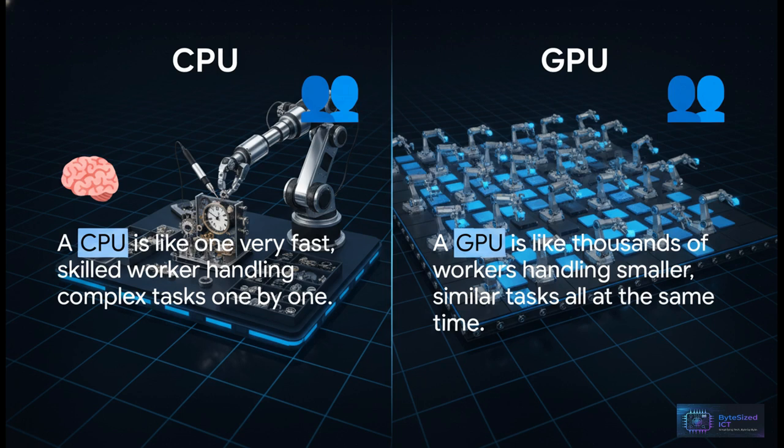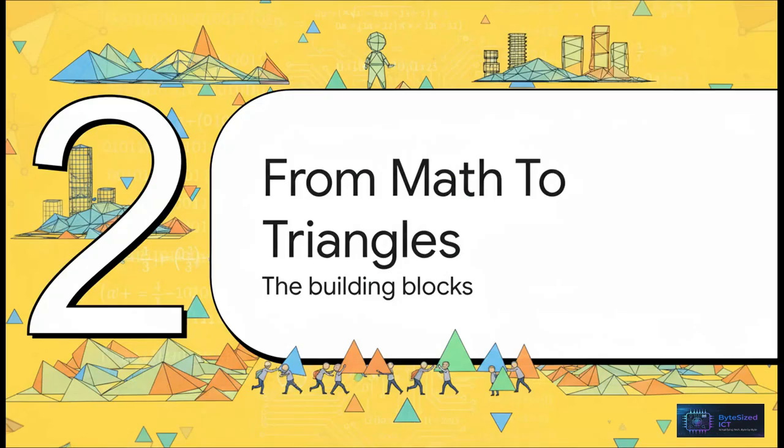I mean, think about it. A 4K screen has over 8 million pixels. A CPU would have to figure out each one by one. The GPU's army can handle huge chunks of them all at once. It's no contest.